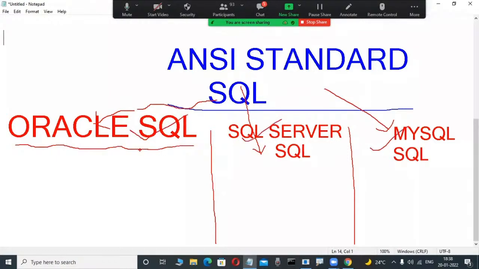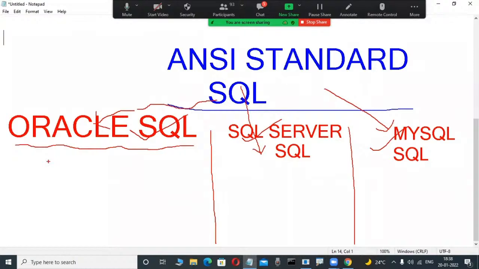Conceptually, table is there, view is there, procedure, function, trigger and package are there in Oracle SQL. In SQL Server also there is table, view, synonym, index, procedure, function, trigger. The same. In MySQL also there are table, procedure, function, trigger, package. These are the same conceptually, but syntactically totally different.